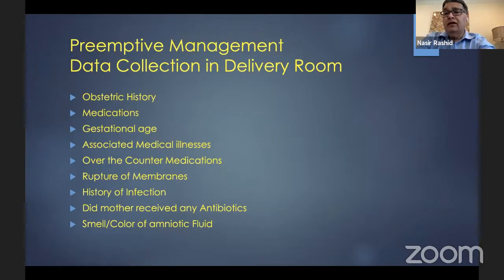Is there any associated medical illness? Is the mother taking any over-the-counter medications? How long the membranes were ruptured. I told you the baby's membranes were ruptured for about 12 or 16 hours. Is there a history of infection? She was treated with penicillin. She was GBS positive. And what was the color of the amniotic fluid or the smell of the amniotic fluid? That is very important. So as we are progressing, we are also taking history notes and collecting data so that when we are done with this whole treatment plan, then we can offer what we can do for this baby.